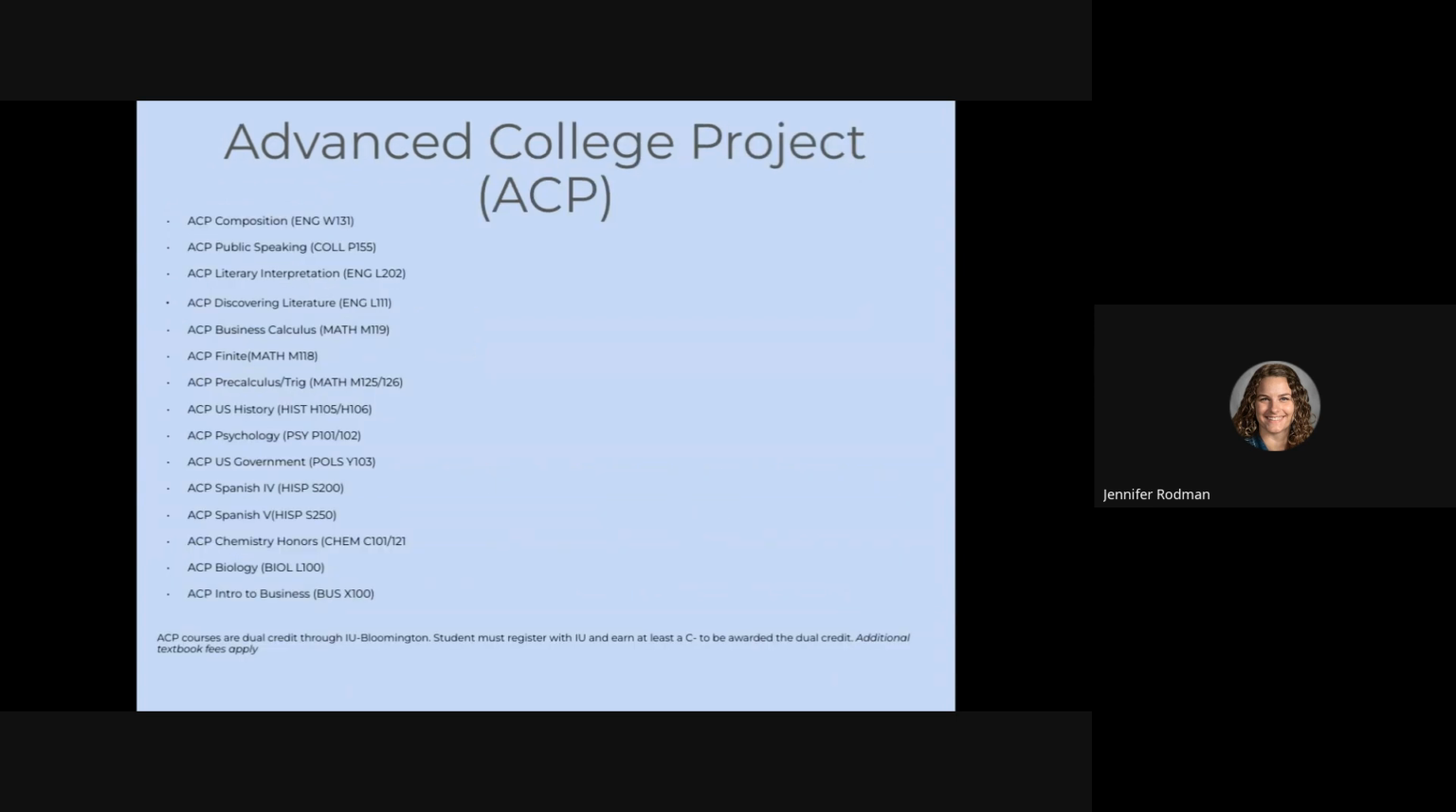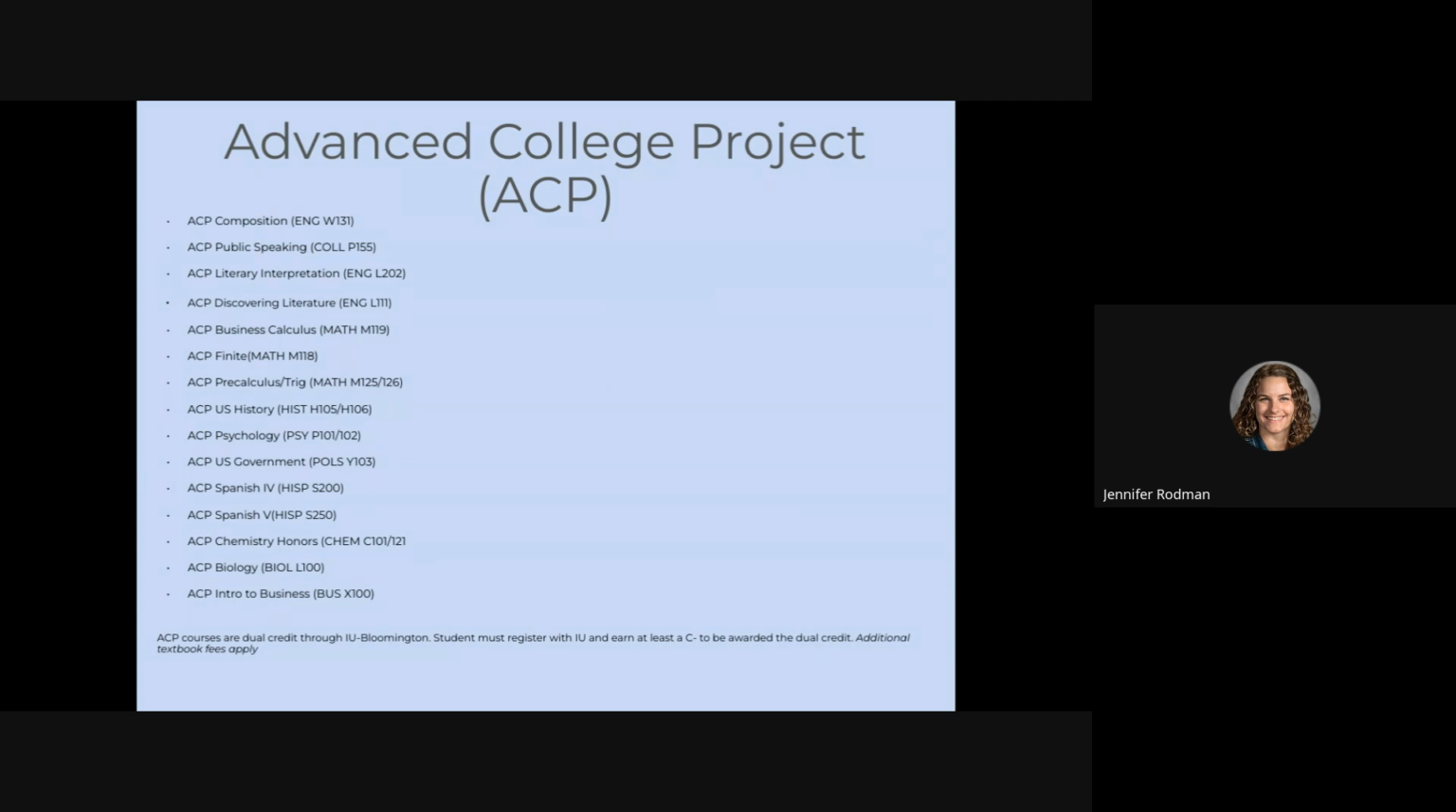Another option, which may be a little hard to see, is we've actually moved towards Advanced College Project, or ACP. This is through IU. So IU has partnered with us on a lot of classes to offer dual credit, meaning they can earn high school credit and college credit. This is a little bit different than AP because, like I mentioned, AP has those exams that require you to pass the exams, whereas ACP classes only require that you register.